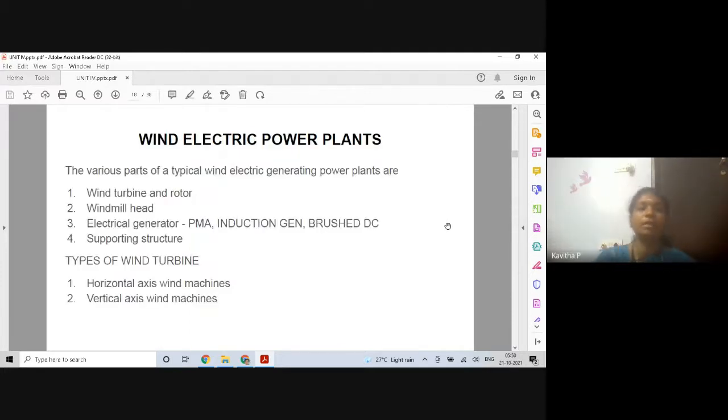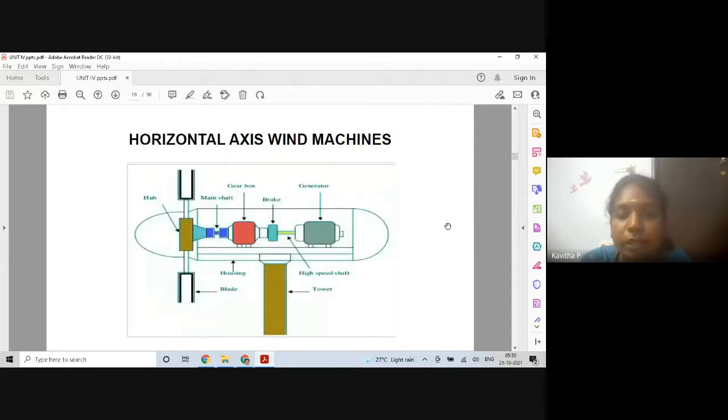The various parts of a wind turbine are the wind blades and the rotor, windmill head, and electrical generator. Usually it is a permanent magnet alternator, an induction generator or a brushed DC generator. And then we have a supporting structure over which the components are all mounted. We have two major types of wind turbine. The first one is called the horizontal axis wind machine, and the second one is called the vertical axis wind machine.